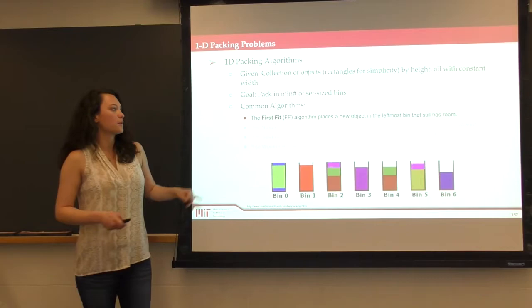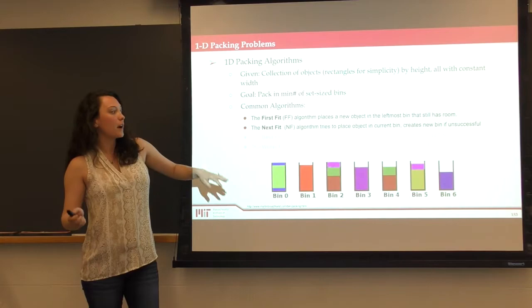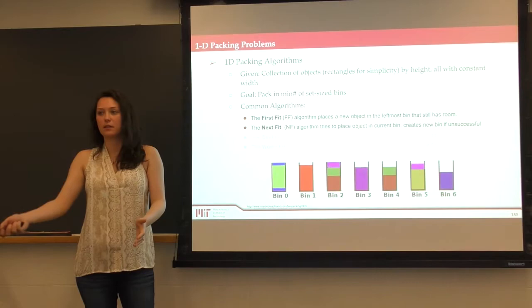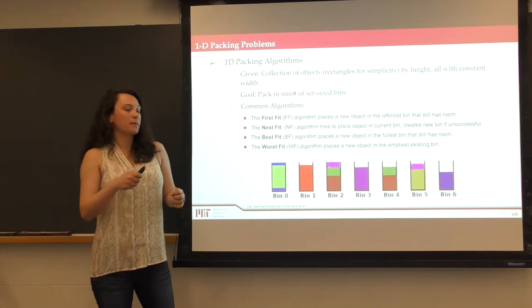The first fit algorithm places a new object in the leftmost bin that still has room, right? You place it in the first place where it fits. The next fit algorithm tries to place the object in the current bin, whatever that current bin is. If it's unsuccessful, it opens a new bin. The best fit algorithm places a new object in the fullest bin that still has room. And the worst fit algorithm places a new object in the emptiest bin.